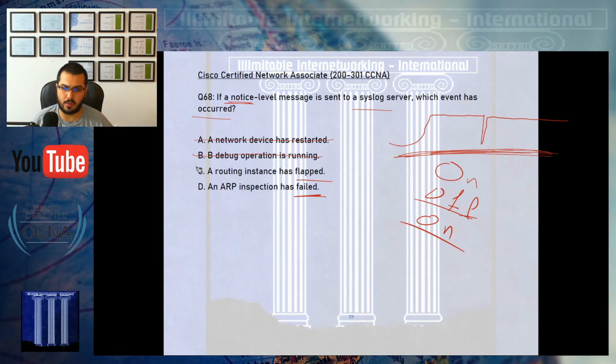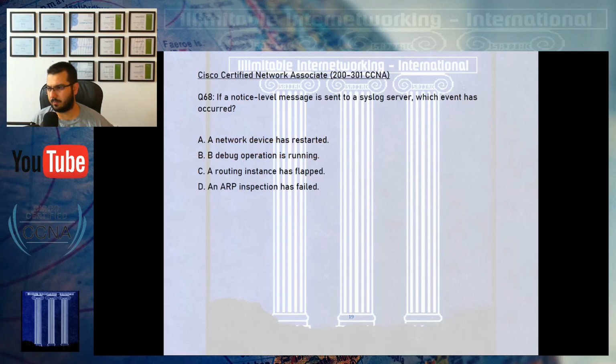So I will go with C because it's only a flap, and a flap sometimes happens only one time and never happens again. So that's why we can consider it as a notification or a notice message. It should be good for the 68.